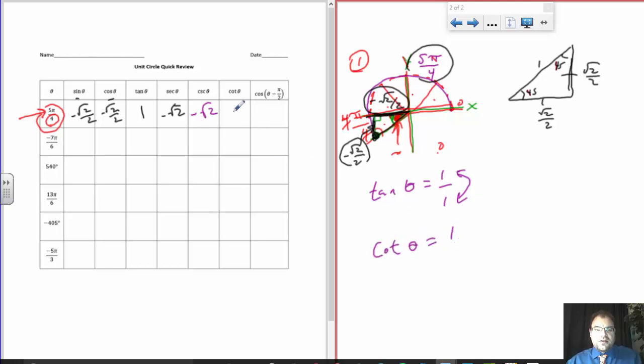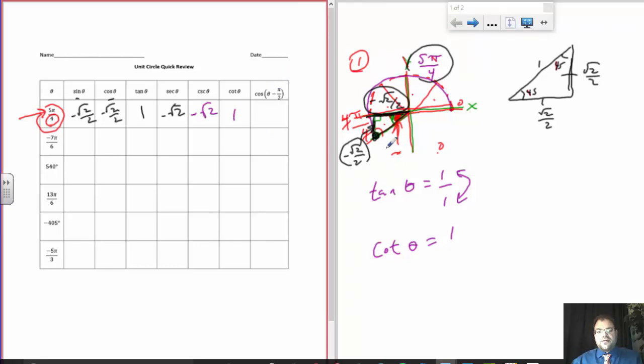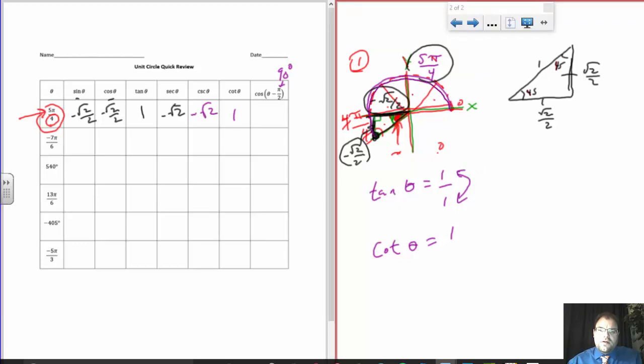And now I have cosine of theta minus pi over 2. Okay, for those of you who are not sure, pi over 2 is the radian equivalent of 90 degrees. It's the same thing as this pi over 2 right here. So what I'm basically doing is I'm looking at this angle here for this question, all the way over here, this angle, and I'm subtracting pi over 2.